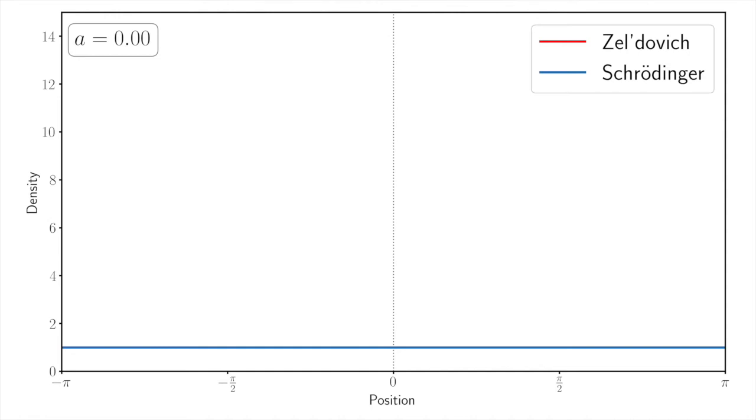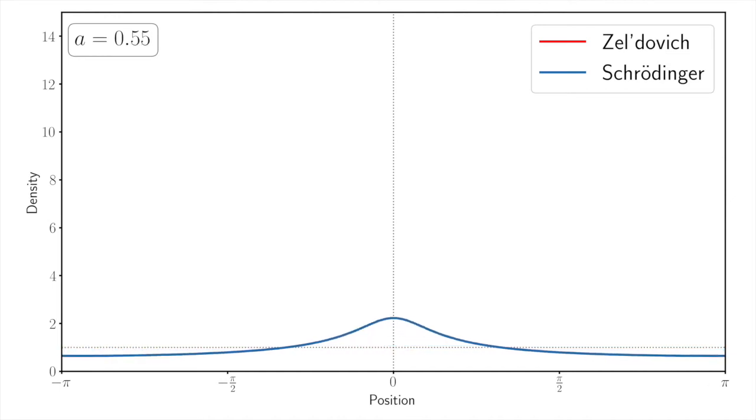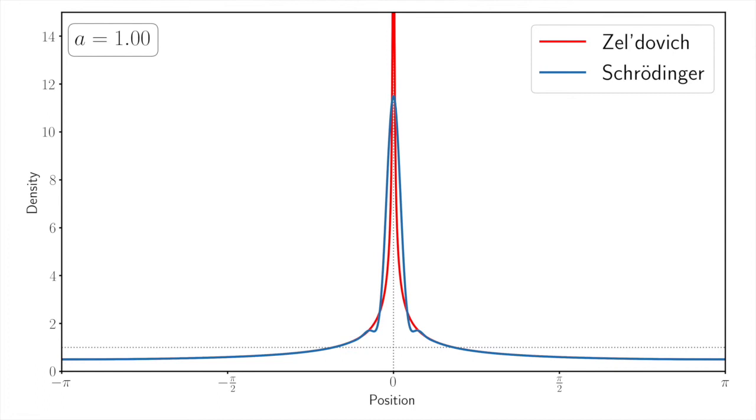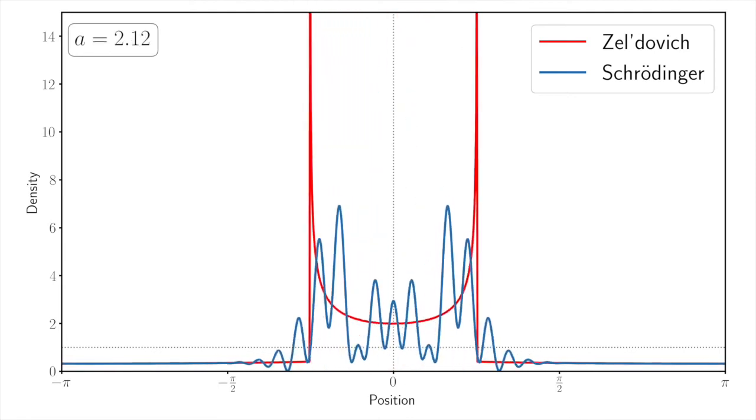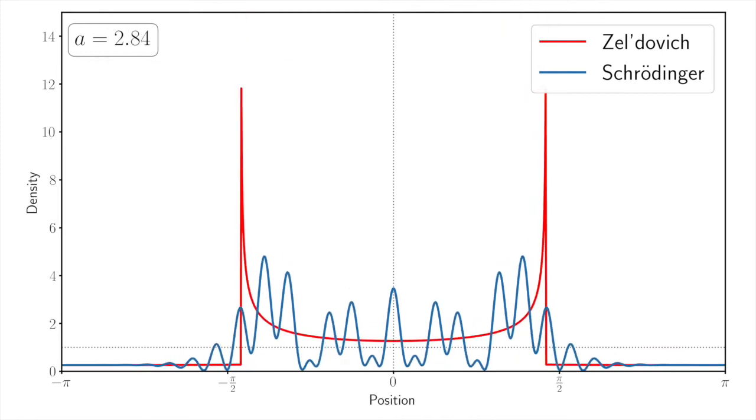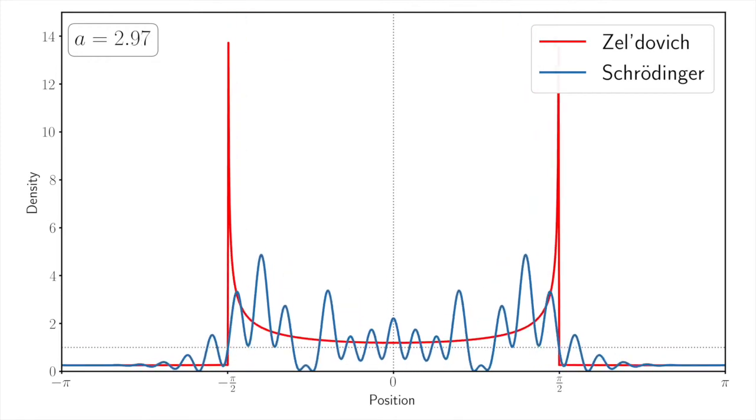The blue line shows the density of the wave function, while the red line shows the Zel'dovich case as before. Before shell crossing, these two look very similar, but at shell crossing, notice that our wave function doesn't go off to infinity anymore. After shell crossing, the interior region of our wave function develops rapid oscillations. We also no longer have infinite densities after shell crossing. These caustics have become smoothed by the waviness of our wave function.